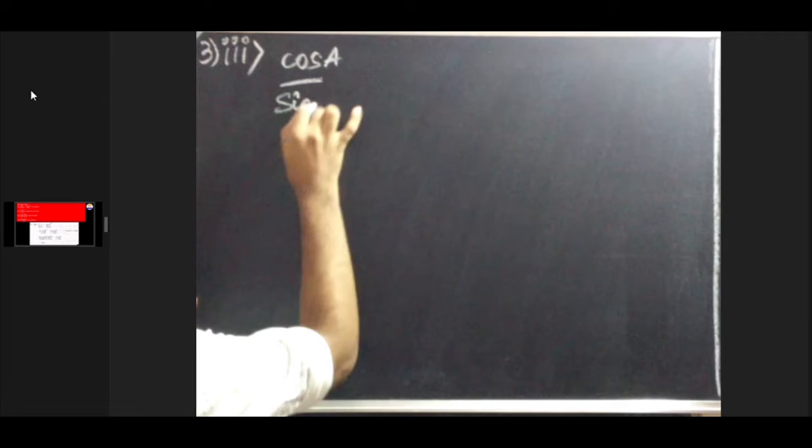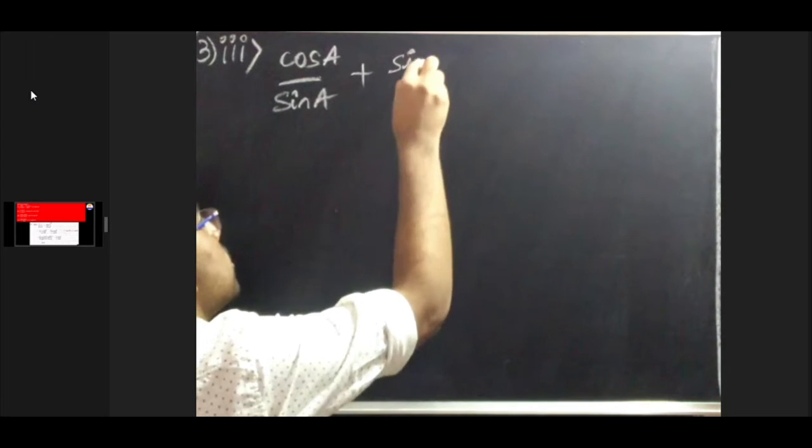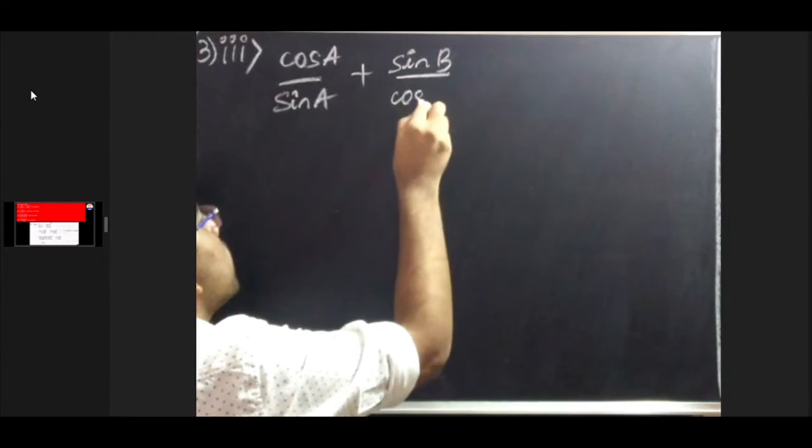Moving ahead further with the third question of the main question 3. It is given as (cot A plus tan B) divided by (cot B plus tan A) equals cot A tan B. Let's solve this. I will be just taking LHS only. So cot A can be written as cos A by sin A, and then tan B can be written as sin B by cos B.